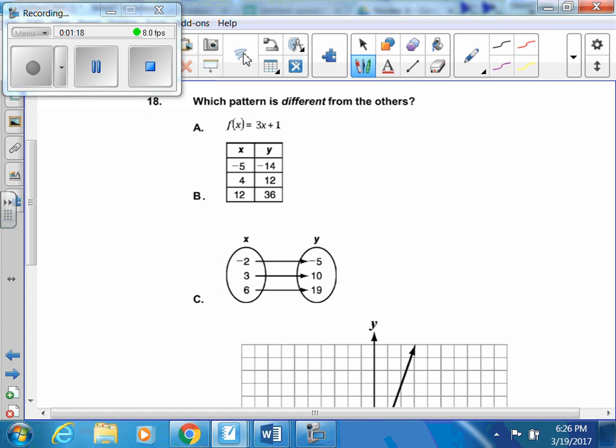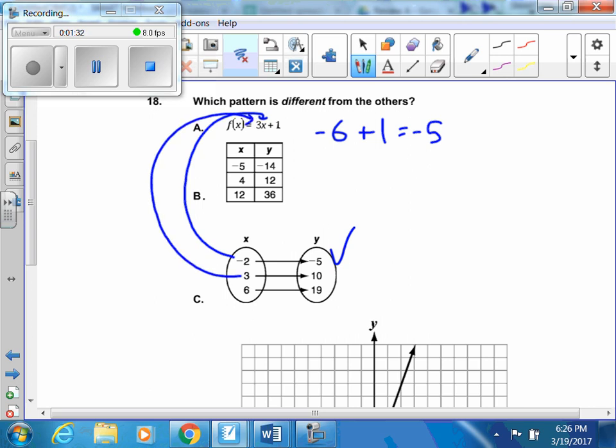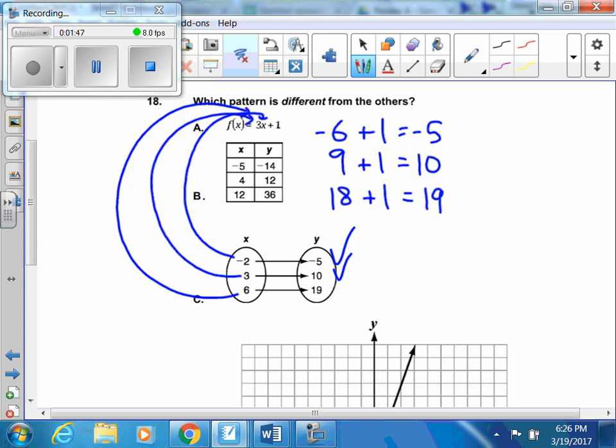So let's check with C. Take -2 and plug it in for x up here. 3 times -2 is -6, and then plus 1 is -5. It does check out right here. Take 3, plug it in for x right here. 3 times 3 is 9, then plus 1, and that's 10. That checks out here. And then let's do 6. Plug in 6 up here. 3 times 6 is 18. 18 plus 1 is 19. That all checks out. So I'm thinking that B probably isn't going to be the answer.